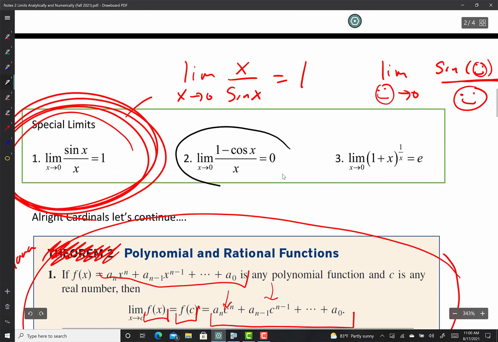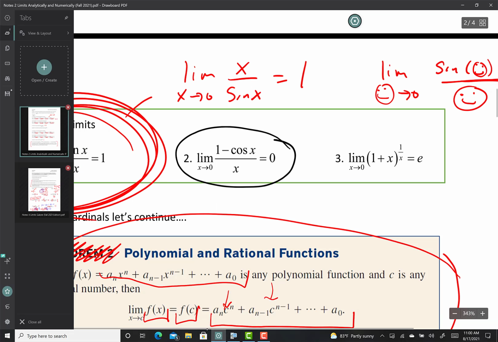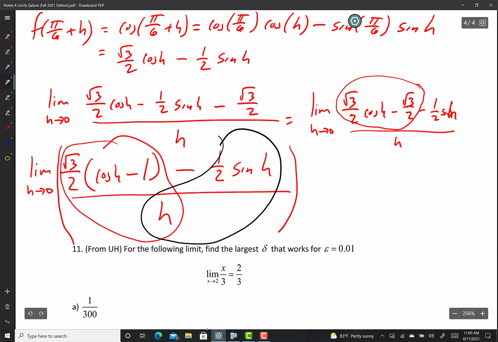Do you see this one right here? The limit of 1 minus cosine x over x is 0. Well, look what I have right here. I can factor out a negative, so let me put a negative on the outside and then write 1 minus cosine h, because I factored out a negative. Isn't that the same thing as 1 minus cosine x over x? And what did that limit say that was? 0. So this right here that I'm circling in blue.